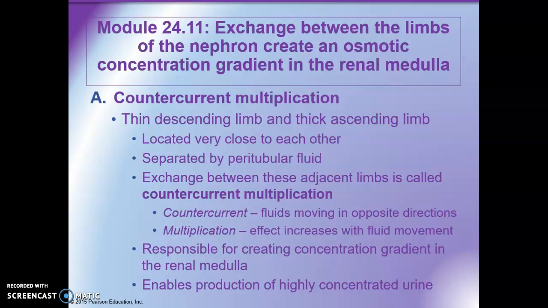Countercurrent multiplication is an exchange between the limbs of the nephron. The thin descending limb and thick ascending limb are close together and separated by peritubular fluid. The exchange between these adjacent limbs is called countercurrent multiplication. Countercurrent means the fluids are moving in opposite directions. Multiplication means the effect increases with fluid movement. This is responsible for creating a concentration gradient in the renal medulla and enables a highly concentrated urine.